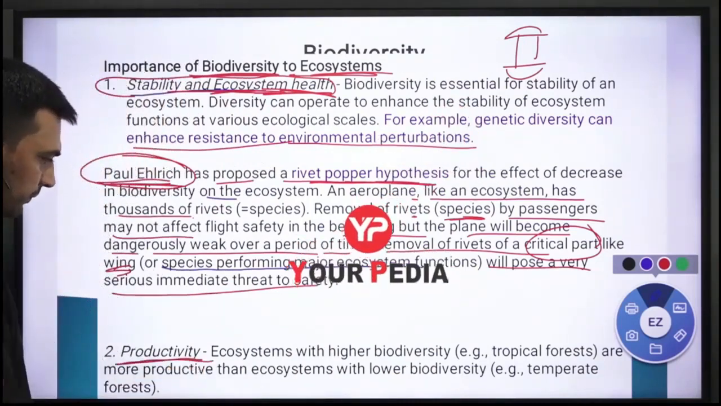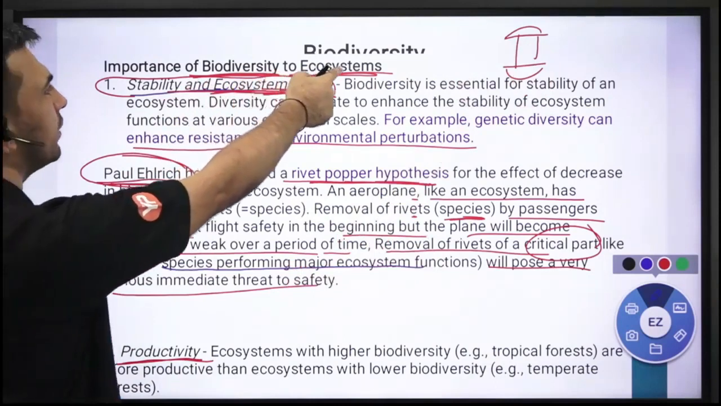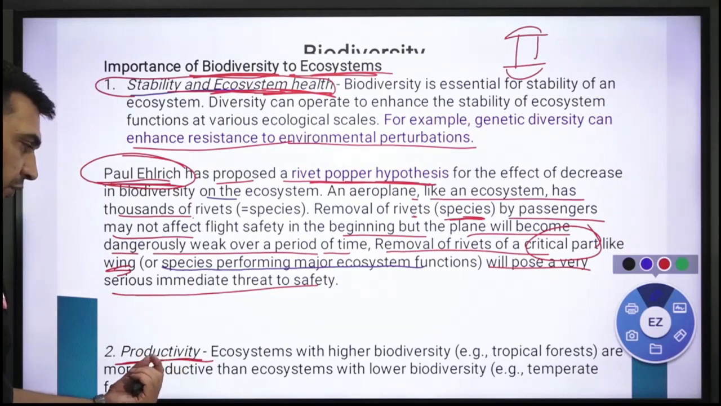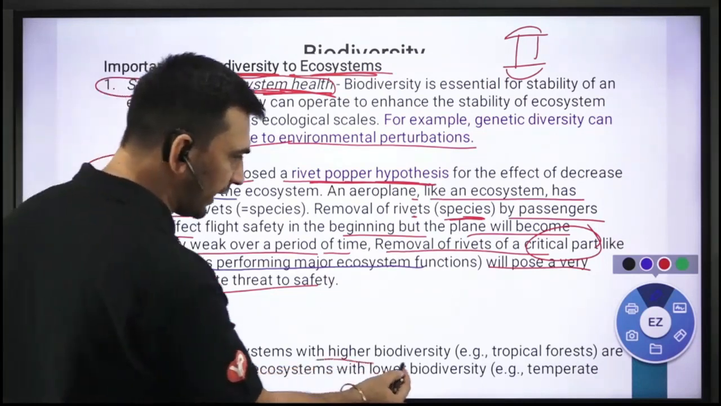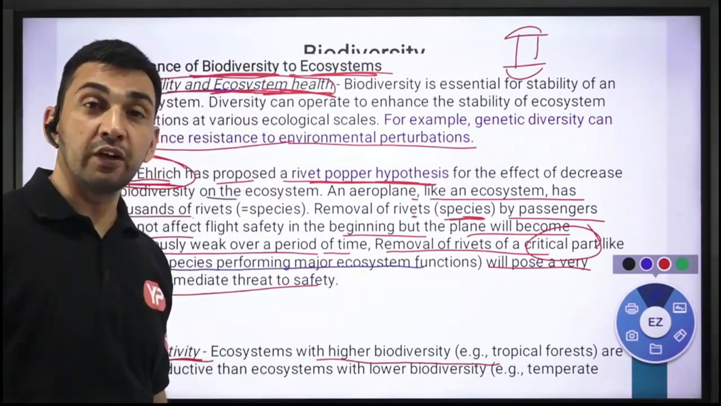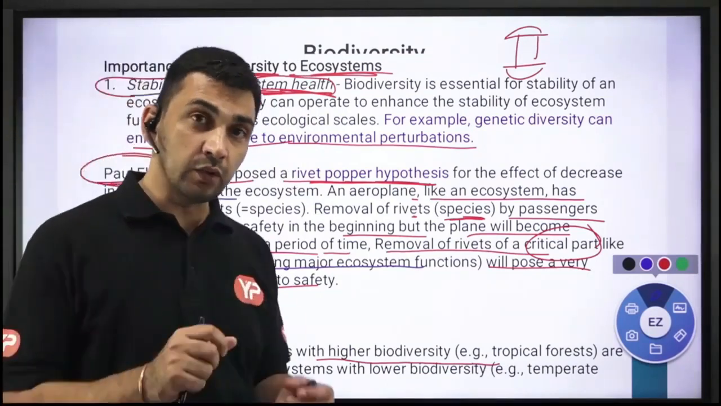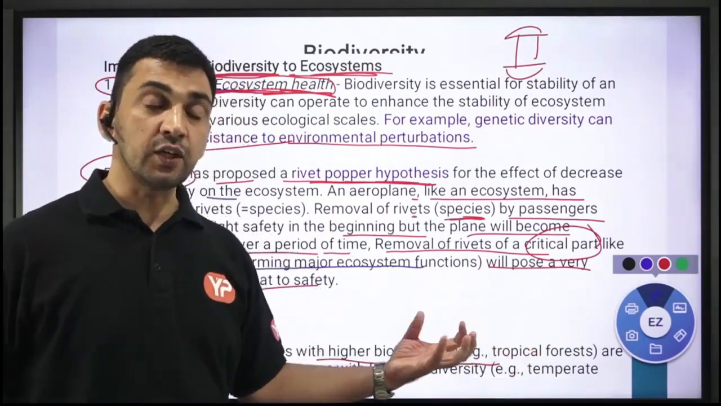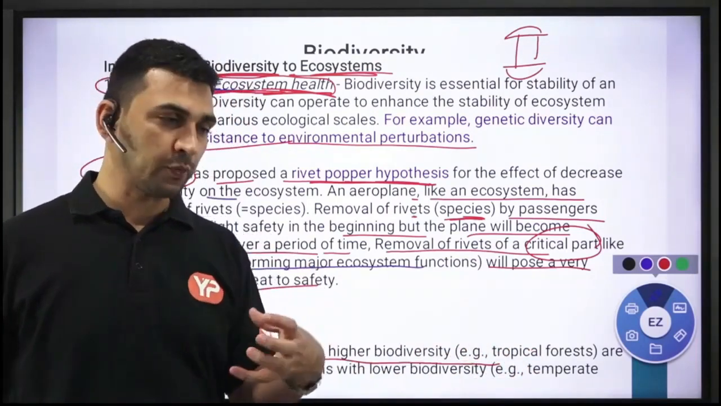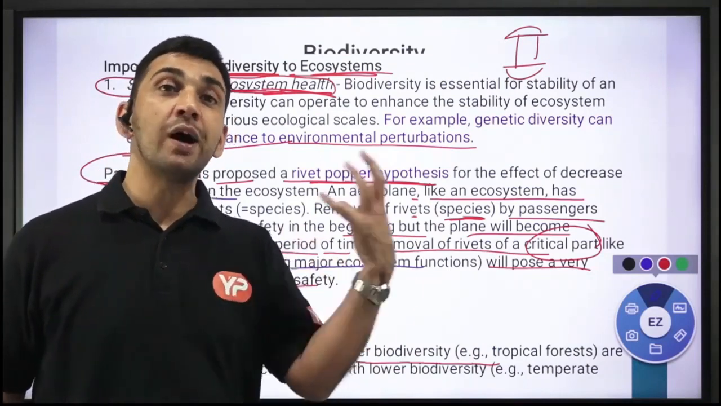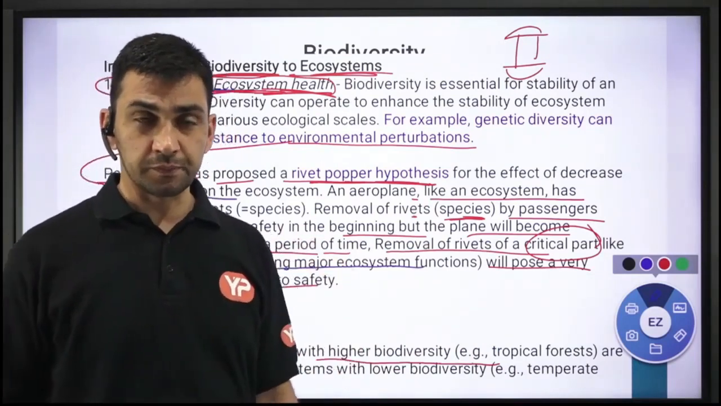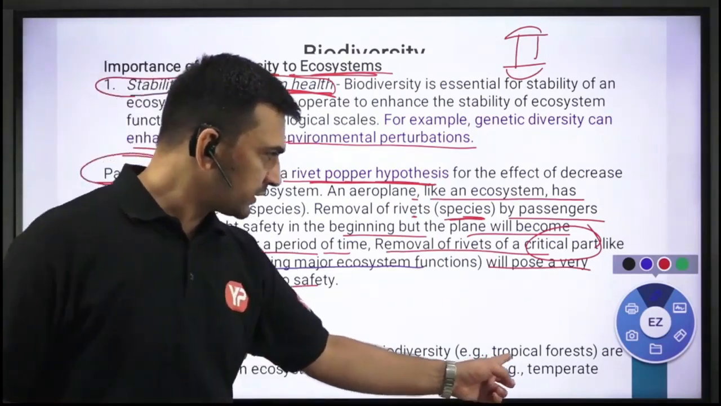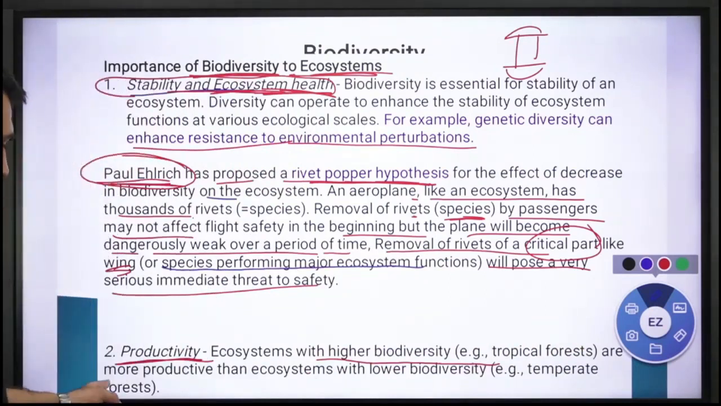Productivity, again: if the biodiversity is larger, then how is it going to influence the production or productivity in that ecosystem? Ecosystems with higher biodiversity, for example tropical rainforest, or those areas where biodiversity is higher, there you are going to have a higher productivity. Higher productivity means larger biomass will be generated in that particular region, right? So ecosystems with higher biodiversity, for example in tropical forests, are more productive.